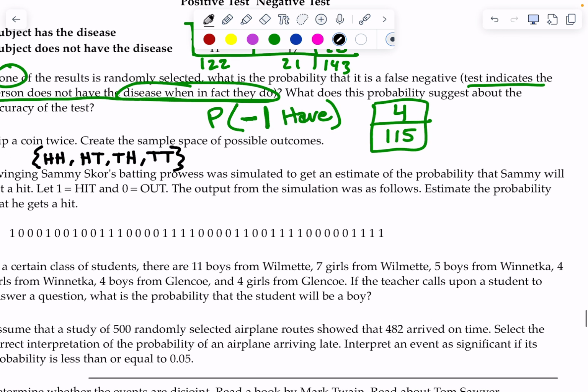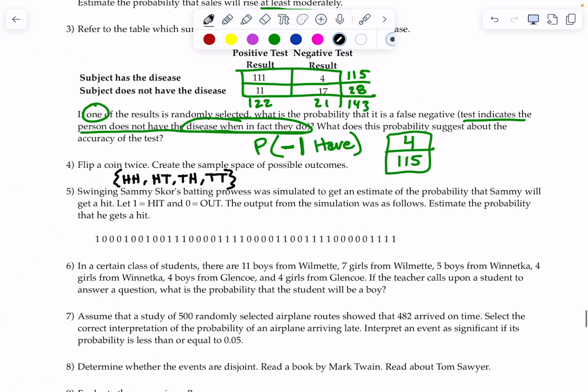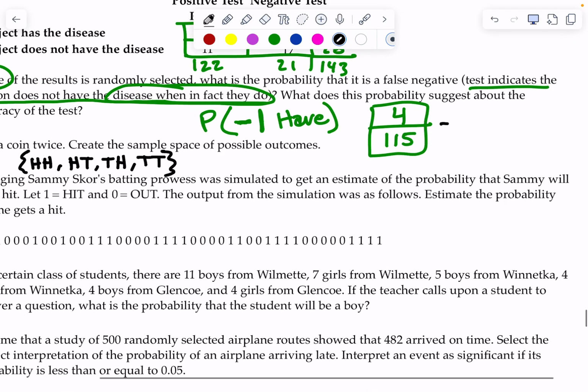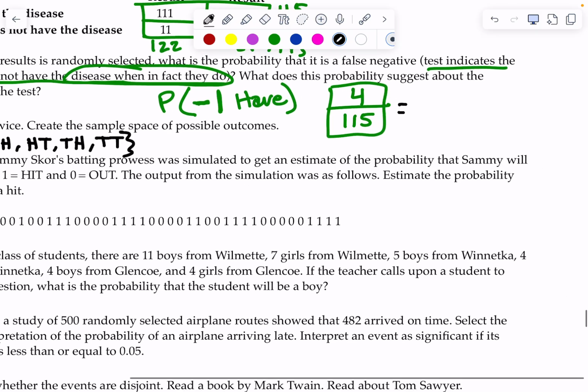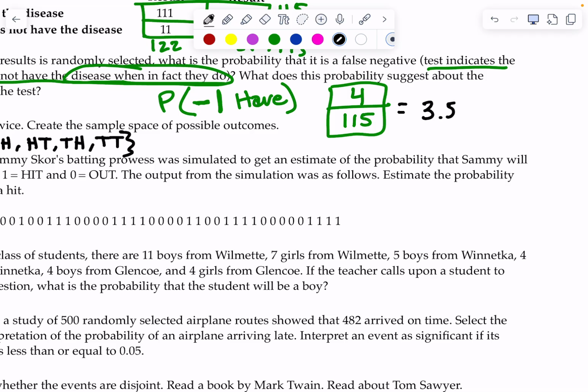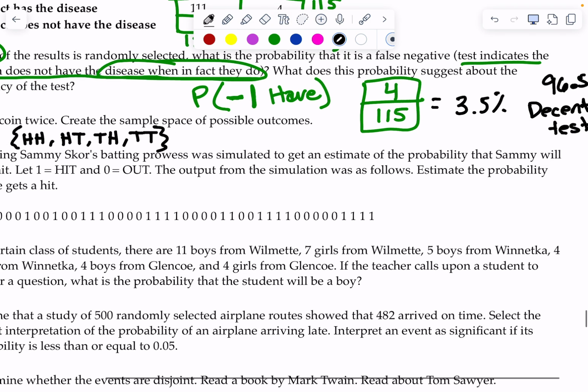What does this probability suggest about the accuracy of the test? 4 out of 115. These are giving me false results, right? What percent is that? 3%, is it 2%? Something close. Pretty accurate. 3.5%. So we have a test that's like 96.5% accurate. That's okay. Decent test. Take it twice and you'll be fine. Yeah, do that redundancy and it would work. That's not bad for false negatives, honestly.